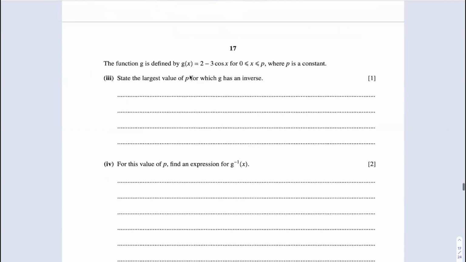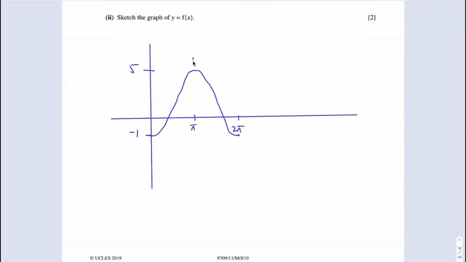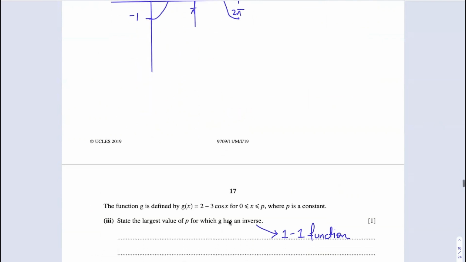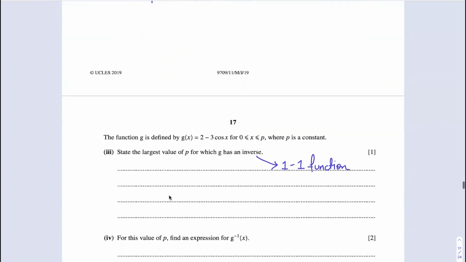In part 3, the function g is 2 minus 3 cos of x. We have to state the largest value of p for which g has an inverse. For any function to have an inverse, it must be a 1-to-1 function, which means there must be only one value of x for any value of y. We can see that up till this point, this function is 1-to-1. So the largest value of p for which the function will have an inverse is pi. So p equals pi.